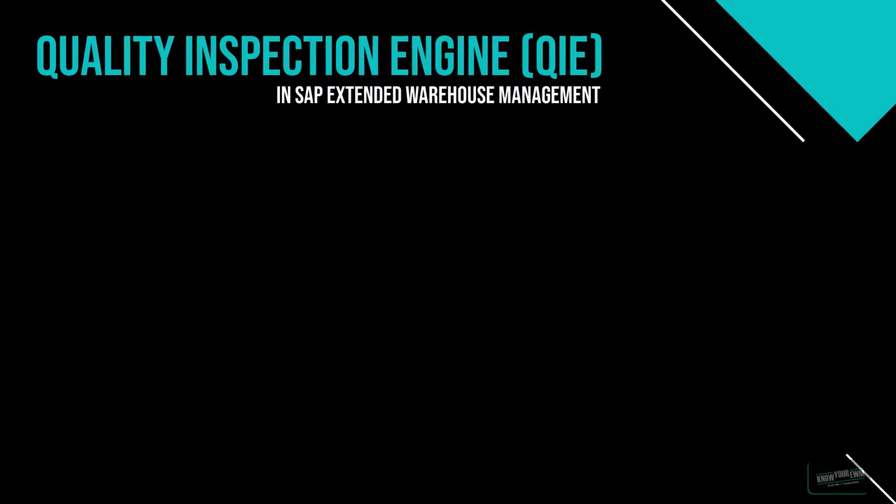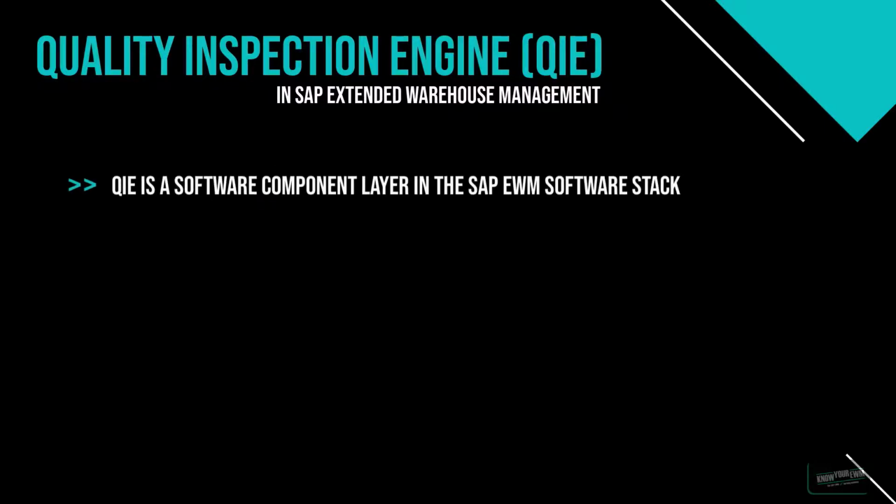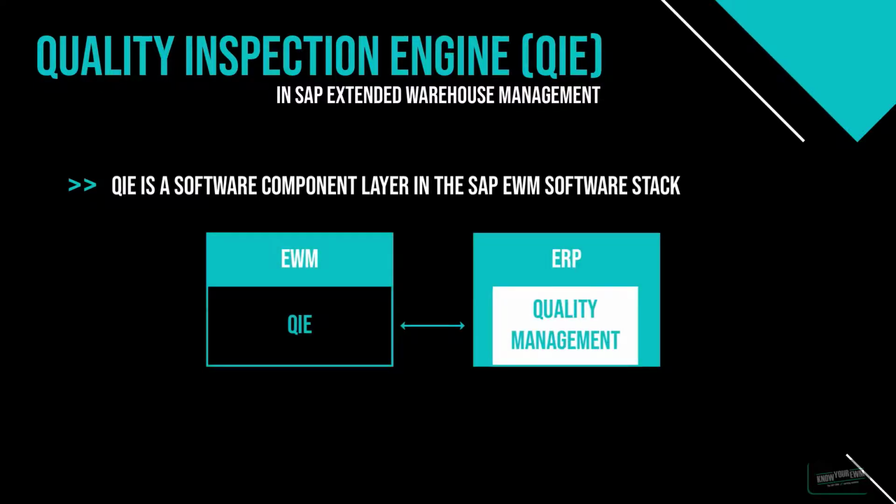In terms of software architecture, the Quality Inspection Engine is a software component layer in the SAP EWM software stack. The integration between the Quality Inspection Engine and the quality management in the ERP system looks something like this. The setup is actually pretty basic. First of all, we obviously have an EWM system, and we have an ERP system. Whether it's an ECC or an S/4HANA basically doesn't matter in this case.